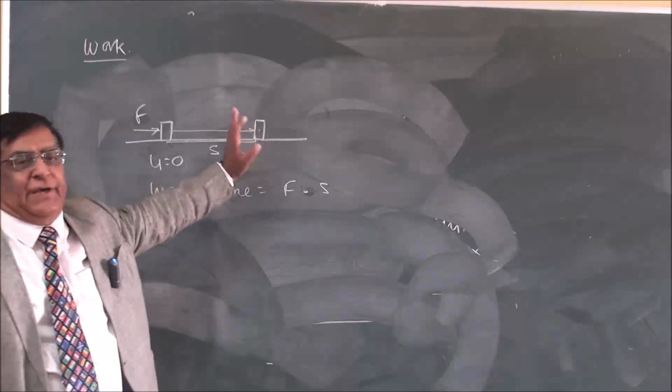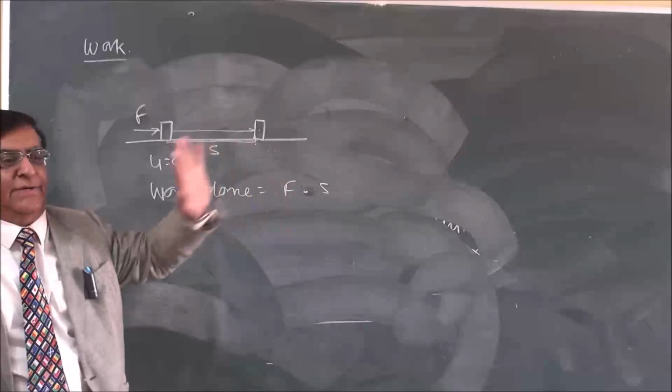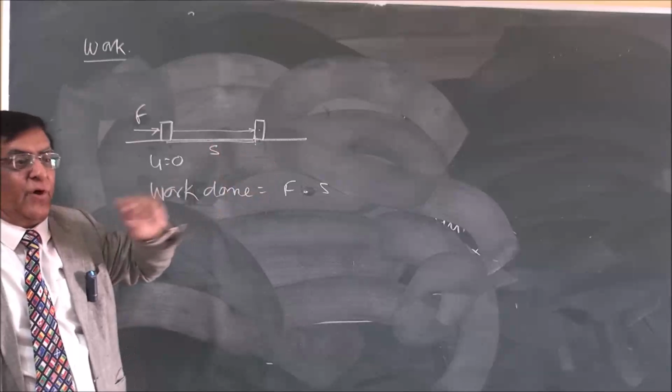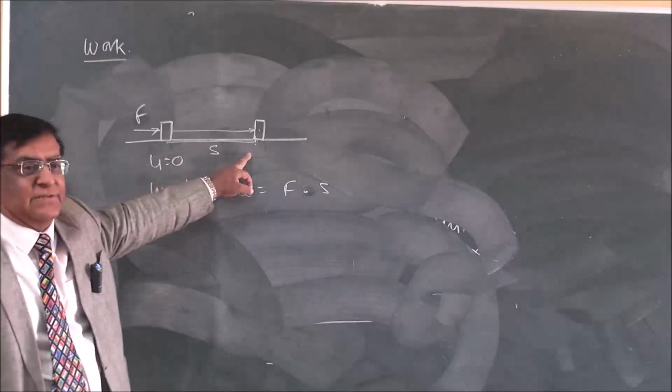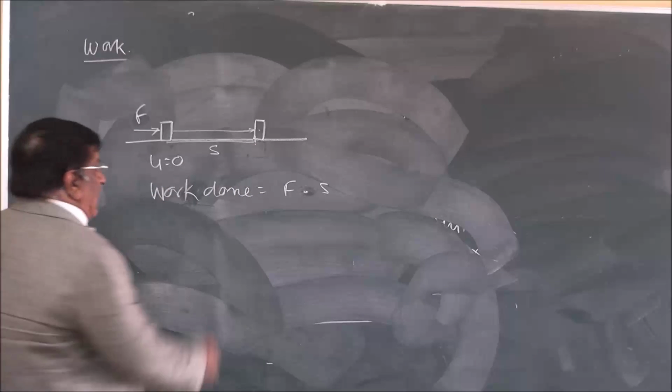Now it has reached here. My work is lost. I lost my energy. I have given work to it. Because of that work, it has attained a certain velocity. Because when we apply force, we are producing acceleration. We are passing through a certain distance as it has gained a certain velocity. How much V is that?